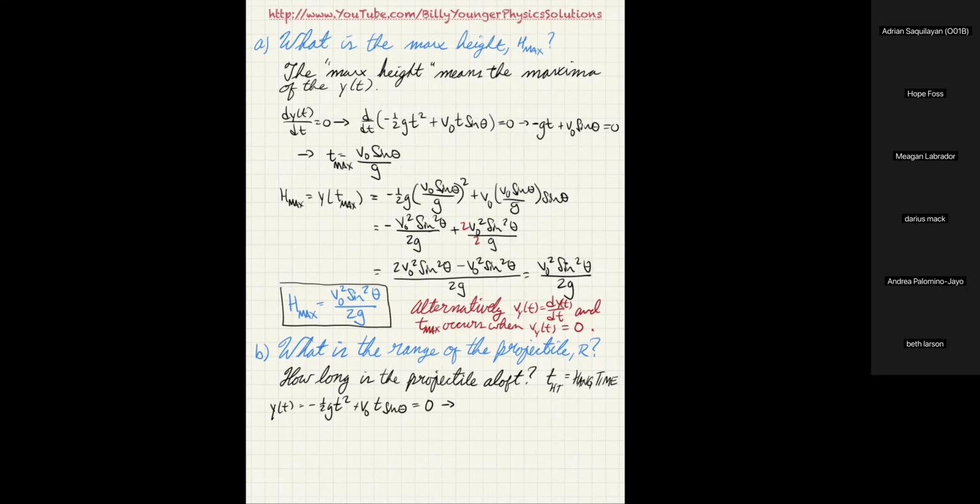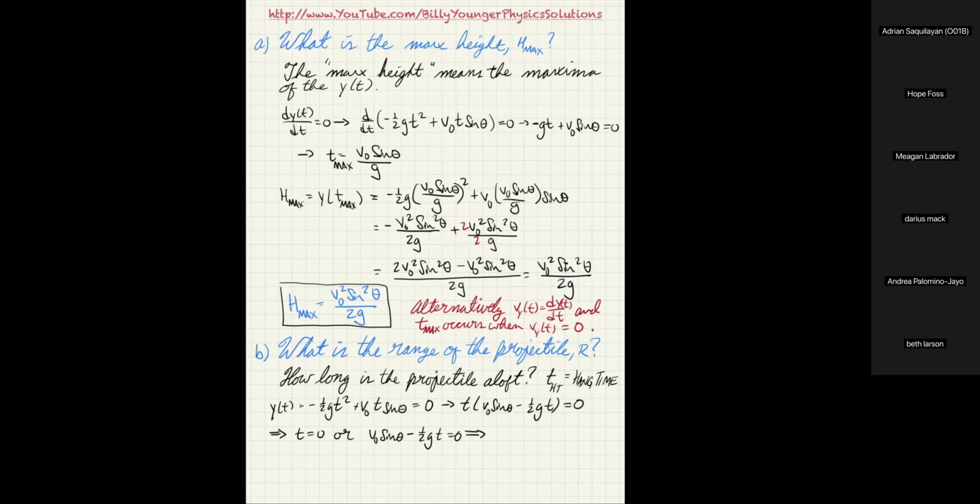By setting it equal to zero, I can factor out a common factor of t from these two terms, and that gives me t times (v0 sine theta minus 1/2 g t) equals zero. This implies t equals zero, or v0 sine theta minus 1/2 g t is equal to zero.